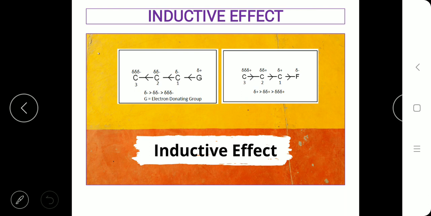Now coming to the right side of the diagram on your screen, there is a fluorine atom, and fluorine here is again bonded to three carbon atoms named C1, C2 and C3.